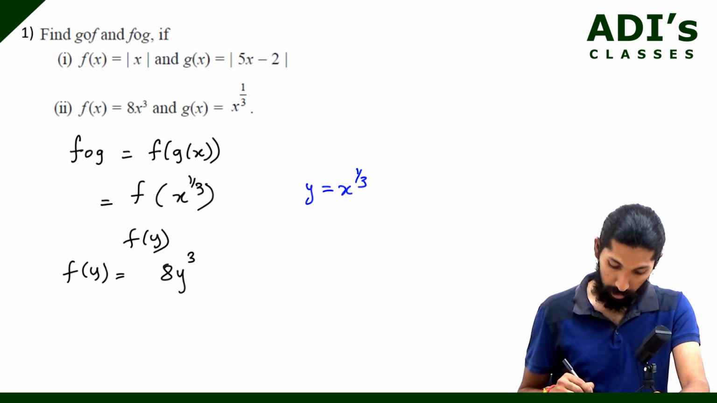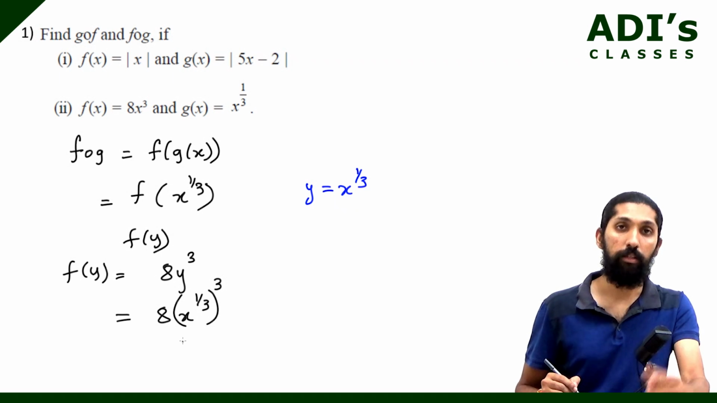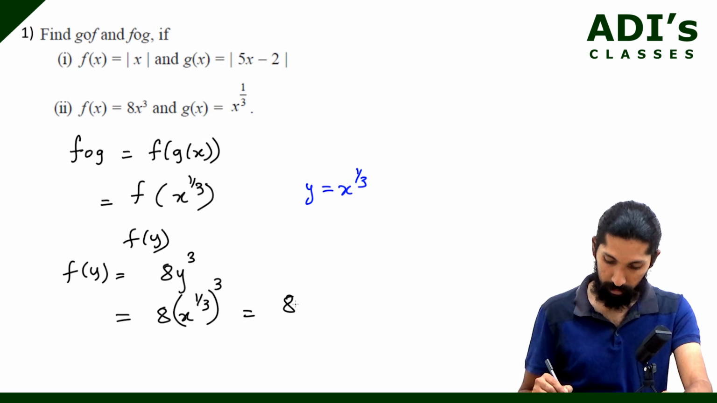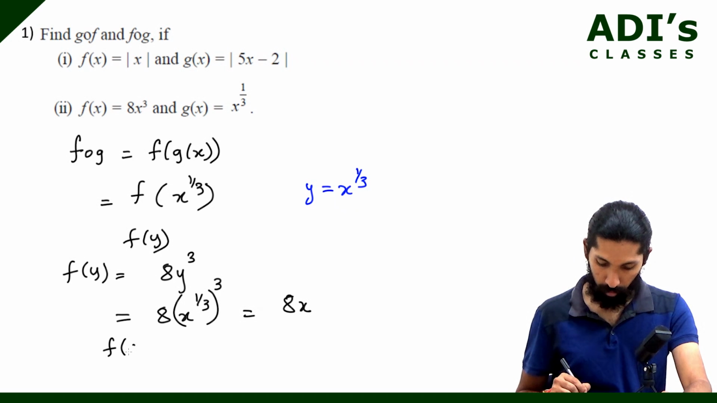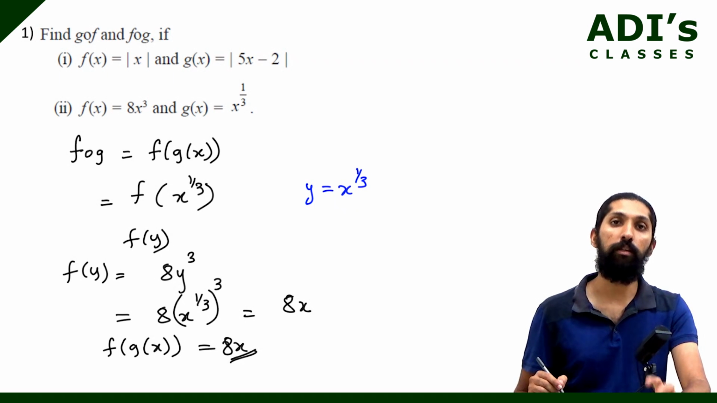Substitute 8x power 1 by 3 whole cube. See, the cube and cube root cancel out, so the answer is going to become 8x. Or f of g of x is equal to 8x. So this is the answer for the first one.